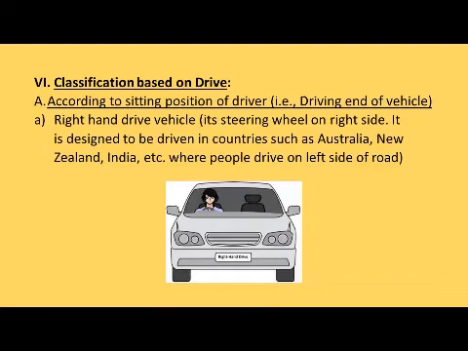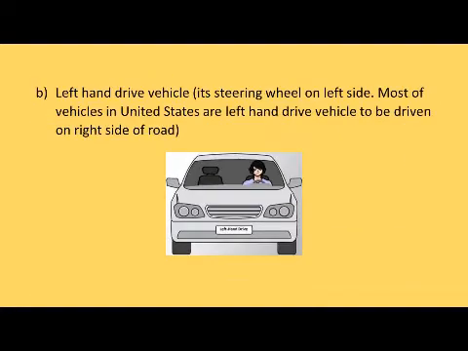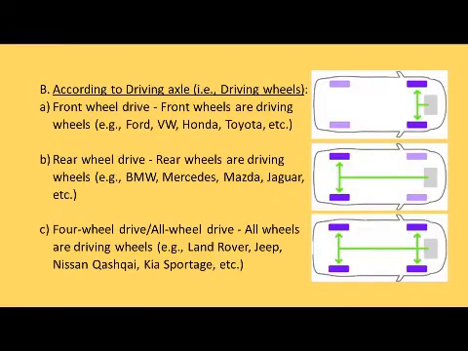which is left sided. Okay, then left hand drive vehicle, the steering wheel is on the left side, means the driver is sitting on the left side. Most of the vehicles in United States are left hand drive vehicles to be driven on the right side of the road. So the driver is sitting on the left side and driving on the right side of the road. Now the next category of classification.